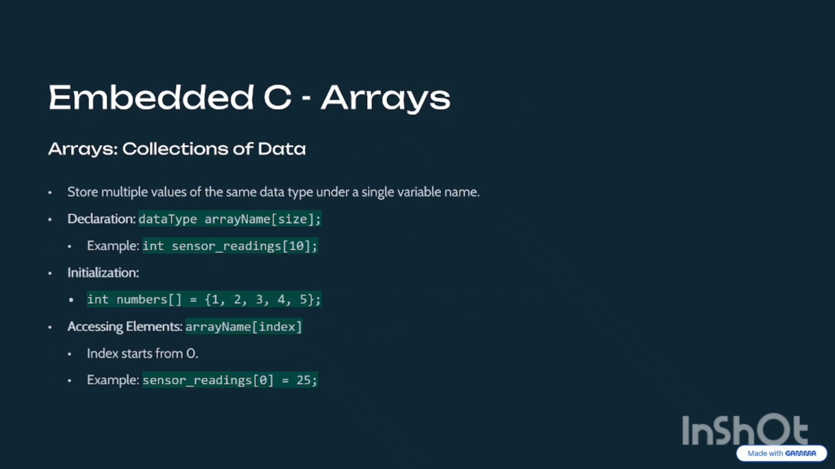Let us see about the array, which stores multiple values of the same data type under a single variable name. It is declared as the data type, a space, the array name, and the specific size specified inside the square brackets. For example, int sensor_reading, with the size mentioned in the brackets. You can access the values using index numbers starting from 0. It is useful for storing sensor data, button states, etc.